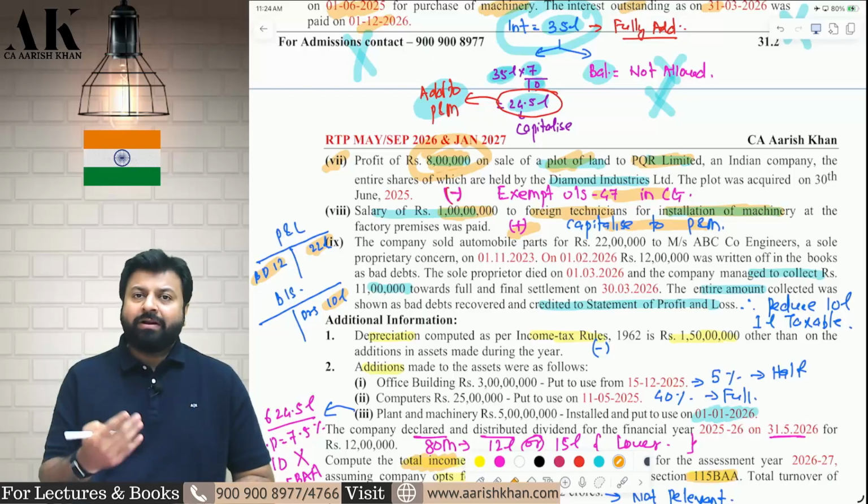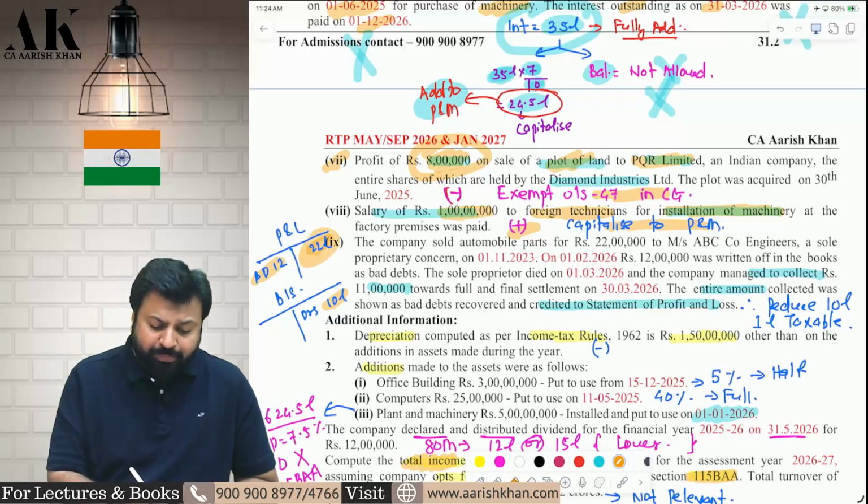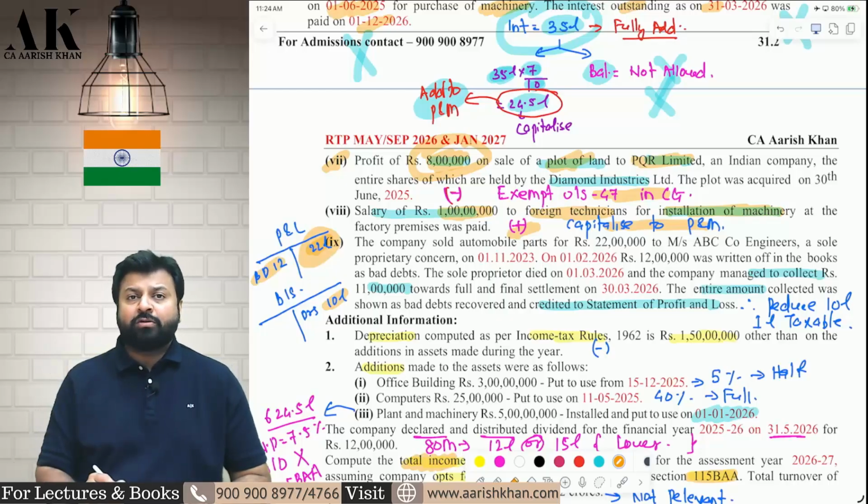After that we tried to recover and we recovered, unfortunately, 11 lakh rupees. We were supposed to recover only 10 lakh, but we have recovered, fortunately, 11 lakh rupees. And unfortunately we credited the entire 11 lakh rupees to P&L account, which is wrong. You should have credited only the excess 1 lakh rupees to P&L account because 10 lakh is already credited to P&L account when you sold the goods. Therefore, you cannot credit the entire 11 lakh rupees once again to the P&L account.